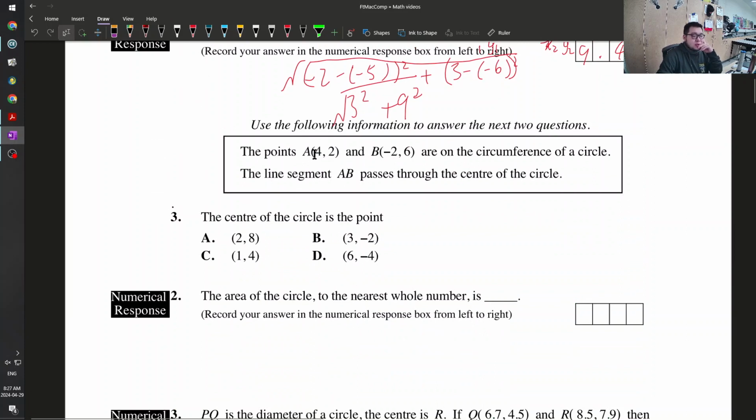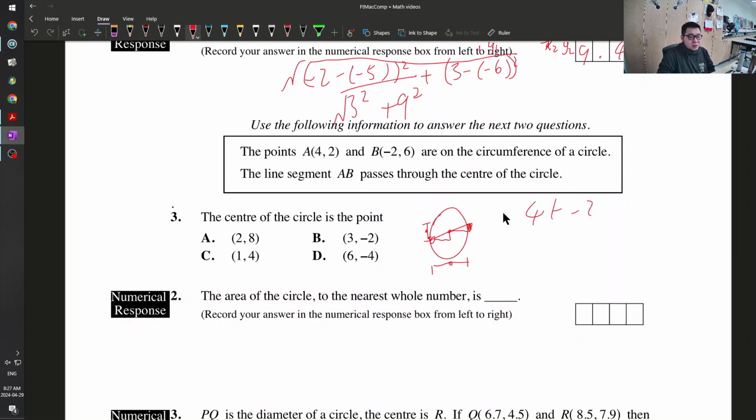The points A and B are on the circumference of the circle. The line segment AB passes through the center of the circle. Where is the center of the circle? So I just have 2 points on the outside of the circle, and it passes through the center. So I'm going to take the average value between the 2 points. You take the average of the x value, and you take the average of the y value. So average, you add them up, divide by 2.